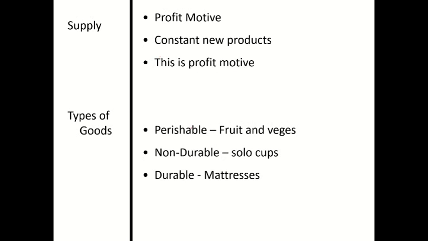So you have types of goods. You have perishable, like fruits and veggies. Those things go bad. You can't let them sit for too long. Milk is perishable. You have non-durable, like Solo cups, use once and throw away. I don't know if anybody reuses Solo cups. I rarely do. And then you have durable, like mattresses.